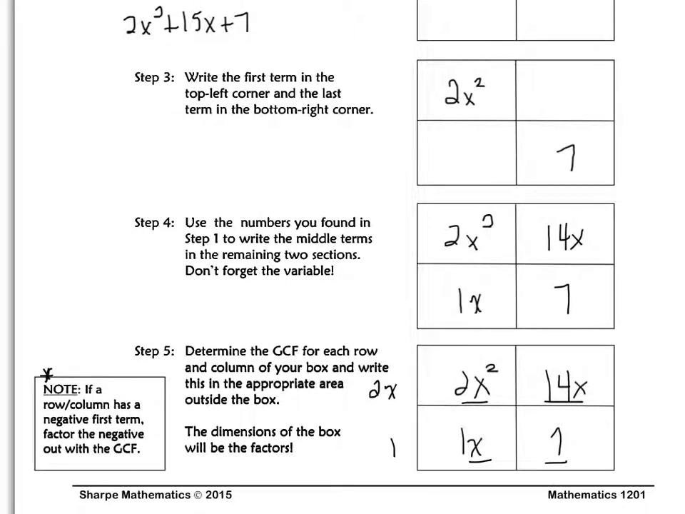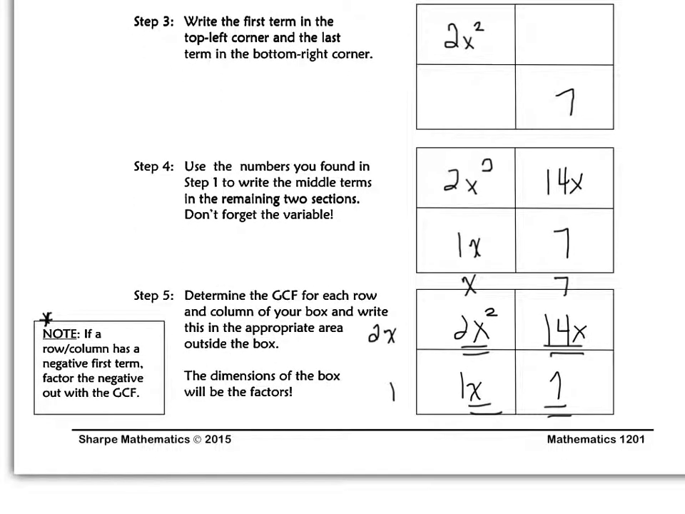If you look at the first column, the 2x squared and the 1x, the only thing that's common there is an x. And if you look at the 14x and the 7, that second column, the only thing that's common there is a positive 7. So when you put that together, that's a 2x and a positive 1, an x and a plus 7. That would mean that your factors are 2x plus 1 and x plus 7.